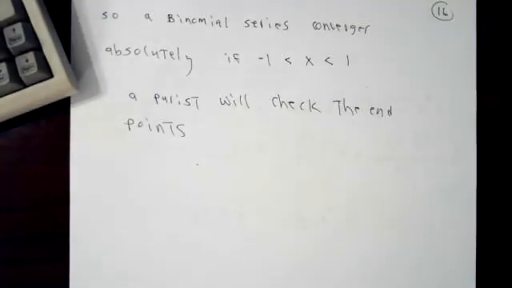If you use the ratio test on such a series, it turns out to be kind of messy, but the conclusion that you draw is that the series is going to converge for x's, or whatever the thing might be, between -1 and +1. A purist will check the endpoints as well.